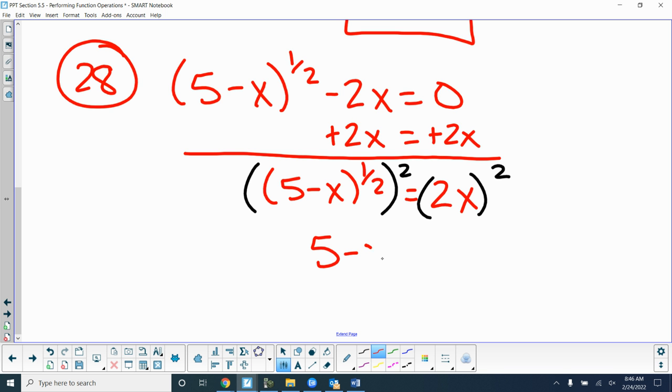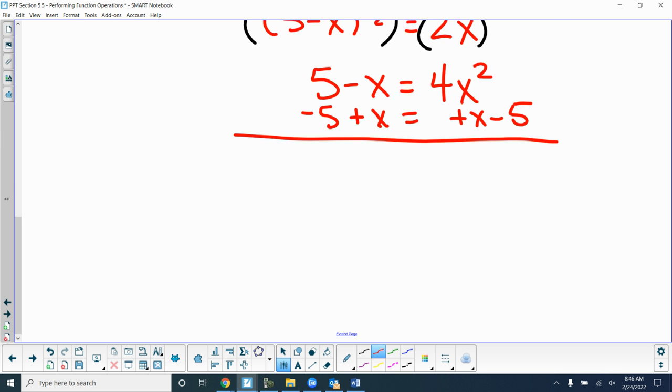So I get 5 minus x on the left, and 2 squared is 4, and then x squared is x squared, right? So, excuse me, we have a quadratic now. And I got a 5 and an x on the left. I got to set it equal to 0, see if I can factor it or use the quadratic formula. So I'm going to subtract the 5 and add the x, so I can solve it. Okay?